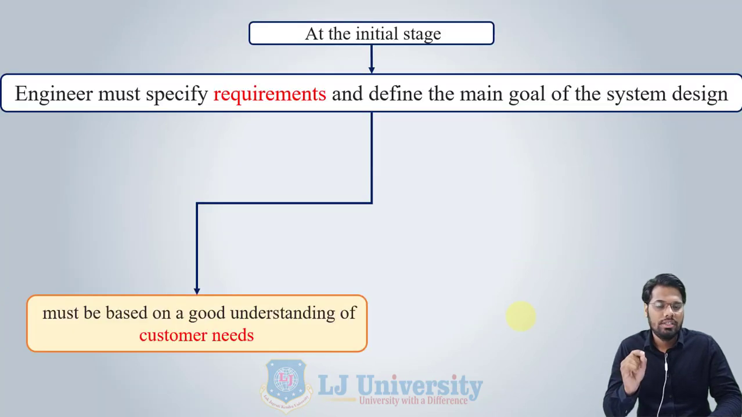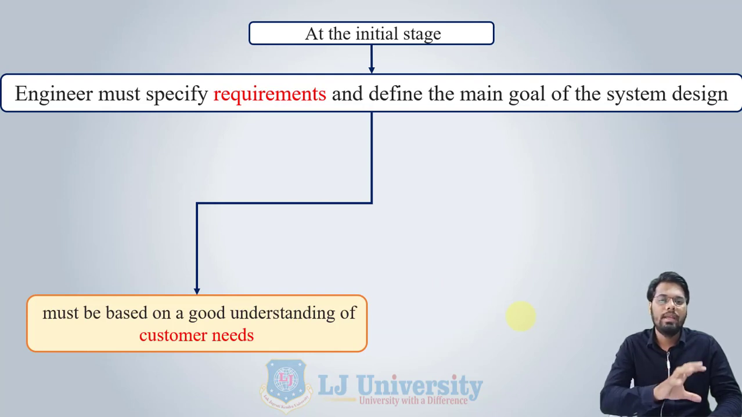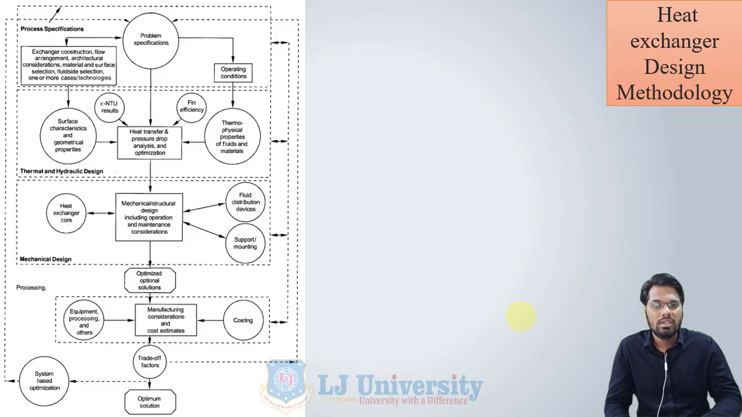At the initial stage, the engineer must specify the requirement and define the main goal of the system design, which must be based on a good understanding of the customer requirements or needs. So this is the basic structure of heat exchanger design methodology, given by Shah and Kase and London in 1998 and 1982, which includes basically 4 stages.